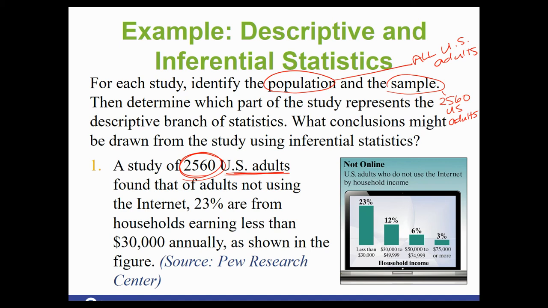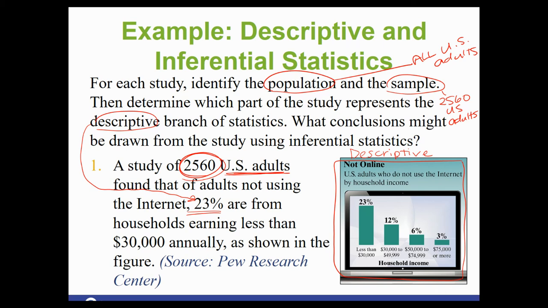So then when it asks about the descriptive branch, descriptive is the quick facts, the things that have been summarized. So for that, it is the 23%. Descriptive is oftentimes percents, averages. It is also the chart, the whole thing. This whole thing could be called descriptive because it's summarizing all of our data together.